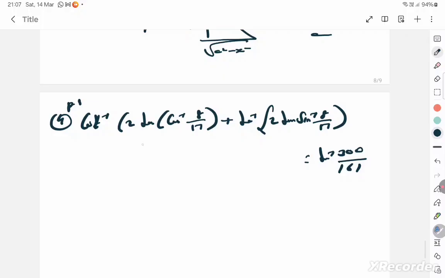The moment you see this 2 tan inverse, cos inverse, let's do a triangle and convert this into tan inverse. Adjacent is 8, hypotenuse is 17. So you know that it's 17 square minus 8 square.